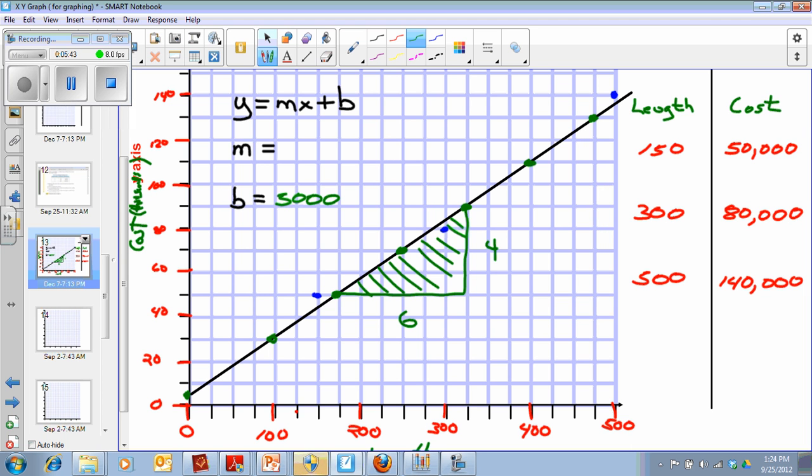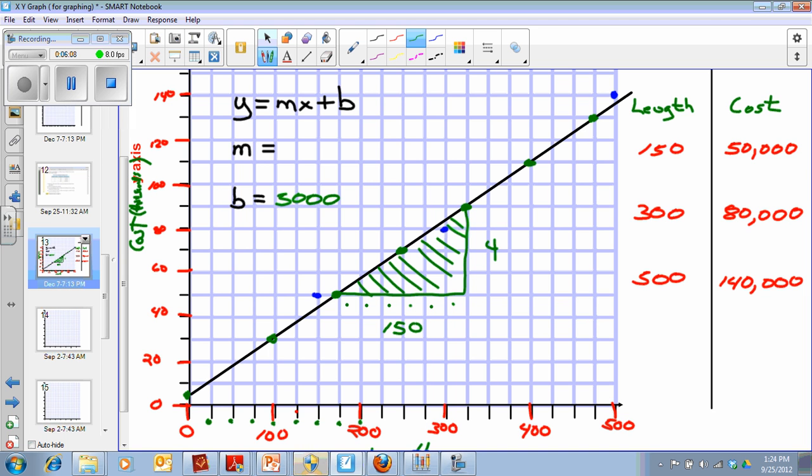I have to go down here and ask how it scales: 25, 50, 75, 100, 125, 150, 175, 200. Each box counts for 25. So I've got to get rid of that 6 and count by 25s: 25, 50, 75, 100, 125, 150. I think my run is 150.